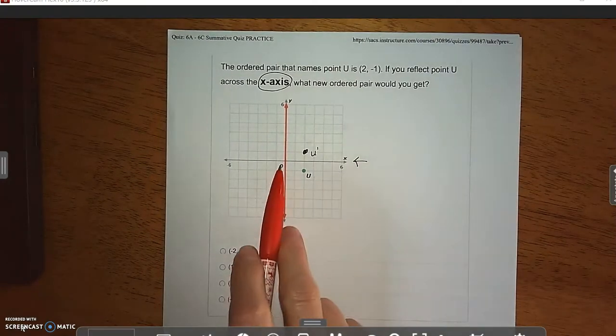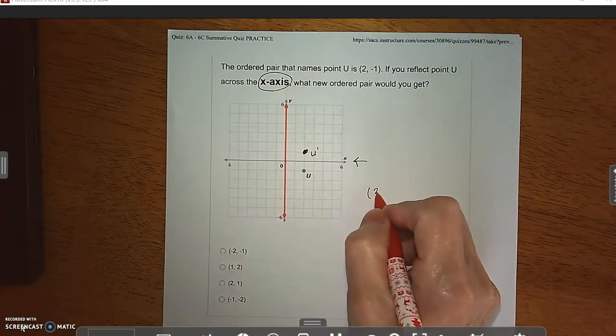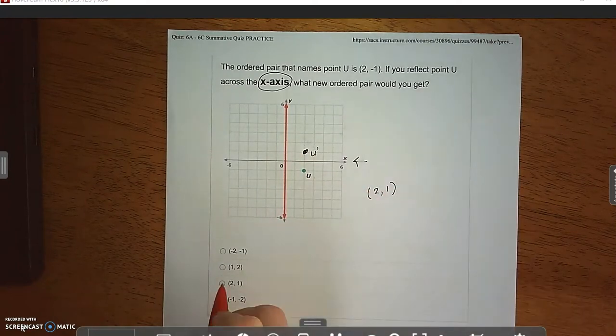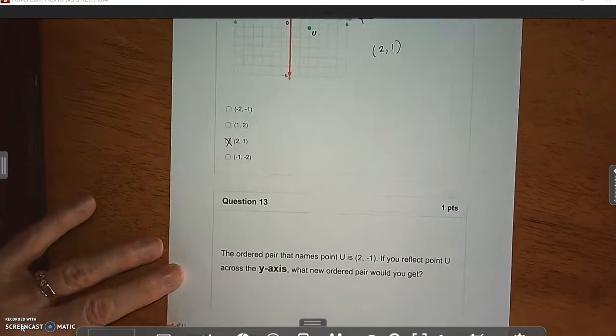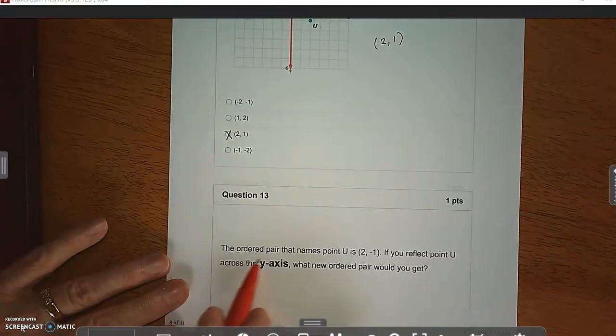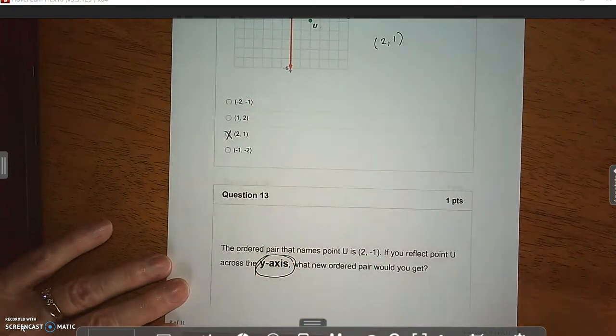All right, so the point we're looking for is +2, +1. And we have that right here. That is our third choice down, +2, +1. Right now, 13 is very similar. It says the ordered pair that names U is 2, -1, so same ordered pair. But now instead we want to reflect it across the y-axis. So let's look at that problem.